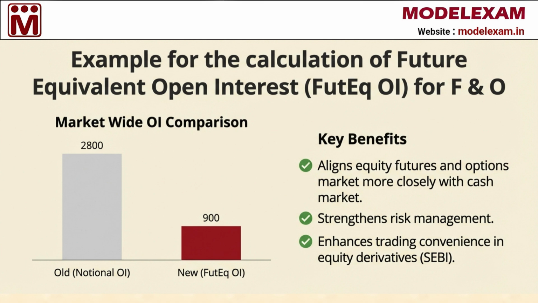When we compare these two methods on a market-wide scale, the difference is clear. In our example, the old notional OI might show 2,800 contracts, while the new future equivalent OI shows only 900. This new approach, introduced by the Securities and Exchange Board of India, better aligns the futures and options market with the cash market. It strengthens risk management and makes trading more convenient and transparent for everyone involved.